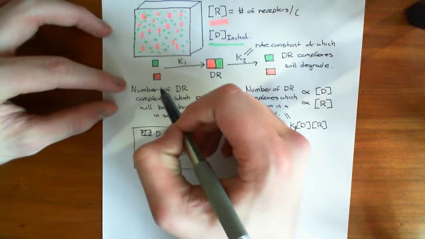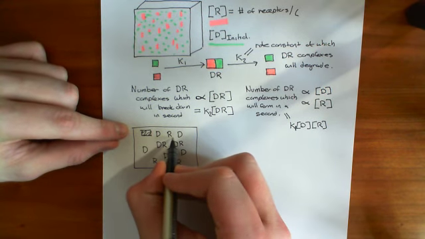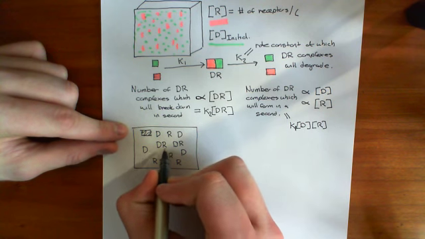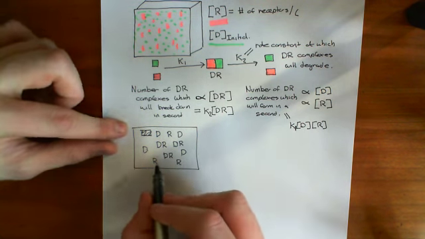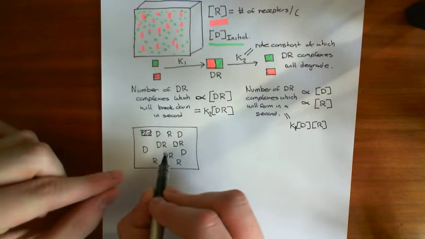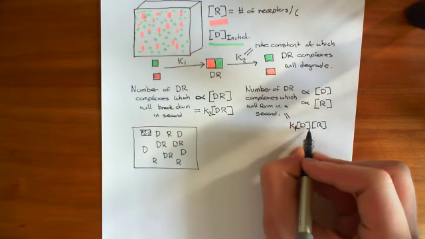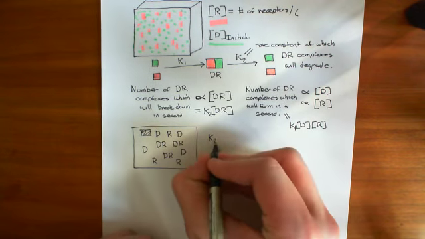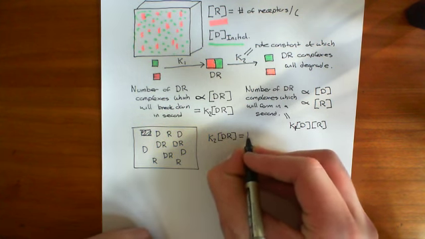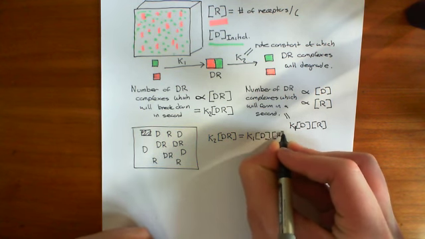Now, that will continue on until you reach an equilibrium point, where the concentration of drug has gone down, the concentration of receptor has gone down, and the concentration of drug receptor complex has reached some level. And that's the point at which the rate at which you're breaking down drug receptor complexes is equal to the rate at which you're forming drug receptor complexes. So this should equal this. So K2 times the drug receptor complex should equal K1 times the concentration of drug times the concentration of receptor.